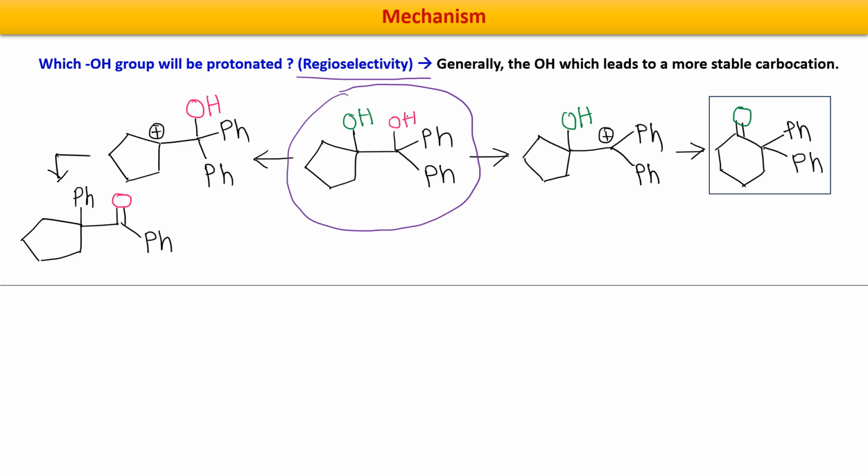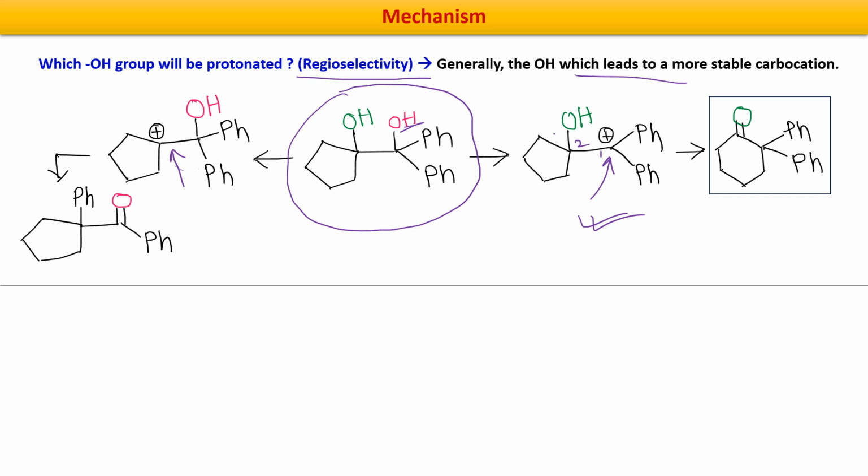Now if you are removing this OH, that is the pink OH, you are getting the carbocation. And if you are removing the green OH, you are getting the carbocation at the left hand side. Now obviously this carbocation is more stable, right, because of these two Ph groups. So that is why the more stable carbocation will be formed at that position. That OH group you have to remove, right? So the answer is, the OH group that leads to a more stable carbocation, that OH group you have to remove.